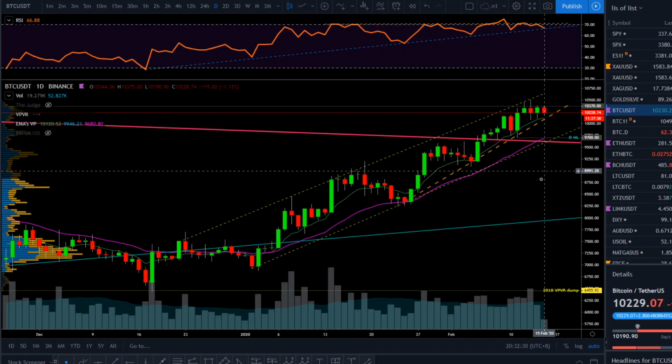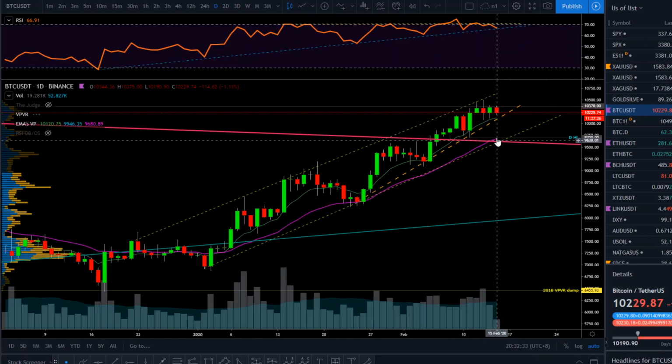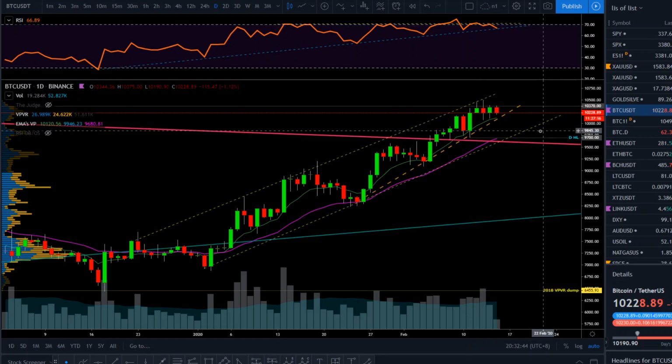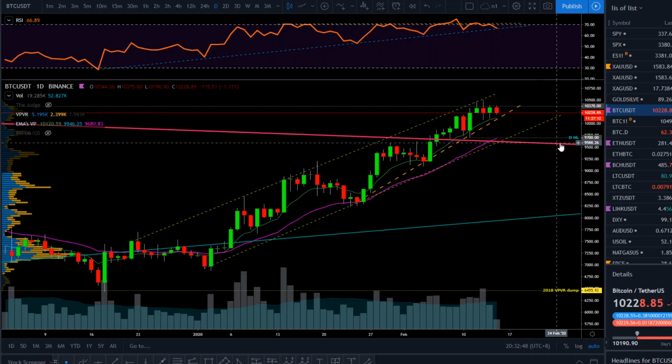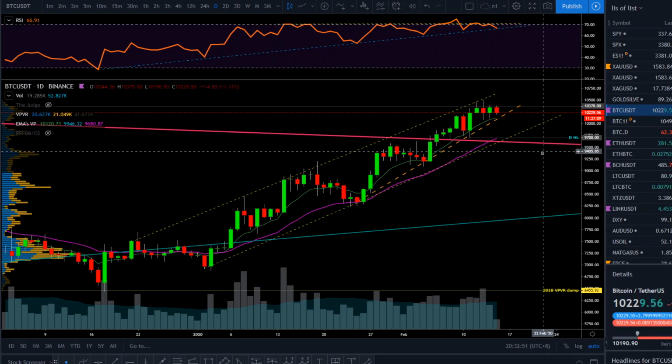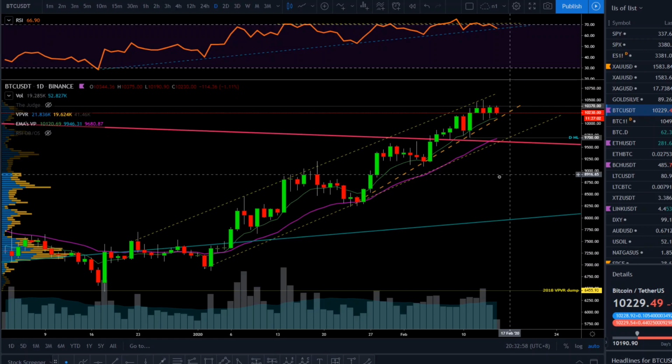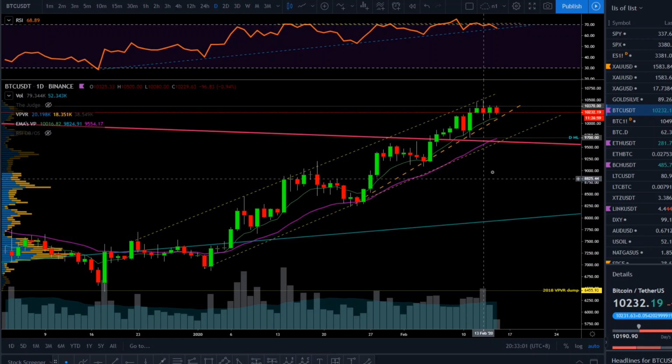So this is key, and if we do break down, we're gonna come down, and we're gonna see how we react at the daily 21 EMA. This daily 21 EMA, which is the purple line, that's gonna come in as a support together with this trend line here as well, and this multi-month purple line as well. So it's a lot of support in this area here at 9.7k. So that would be a great buy zone actually.